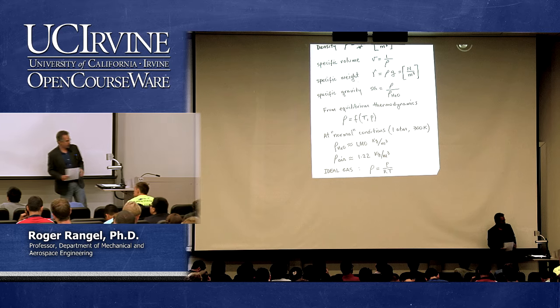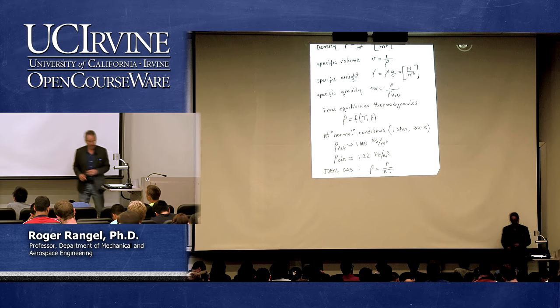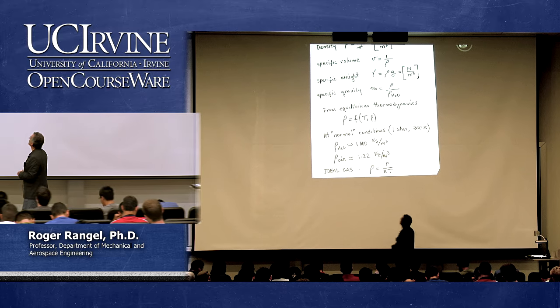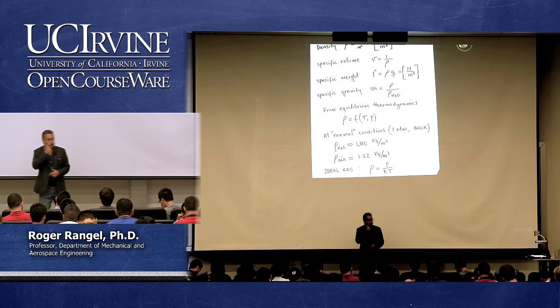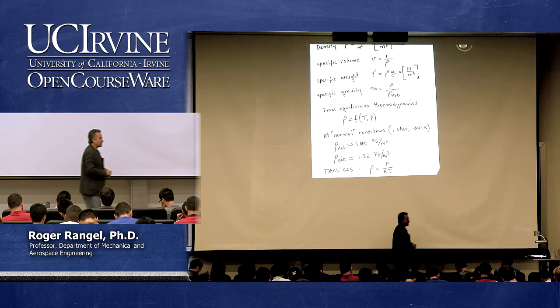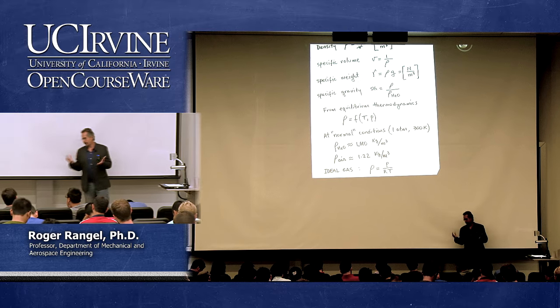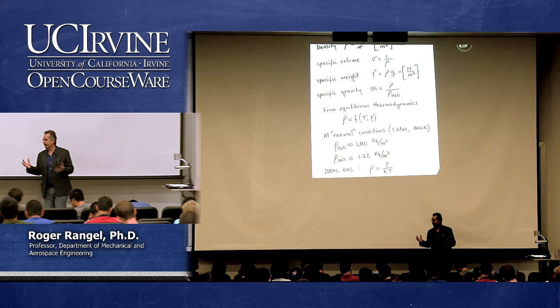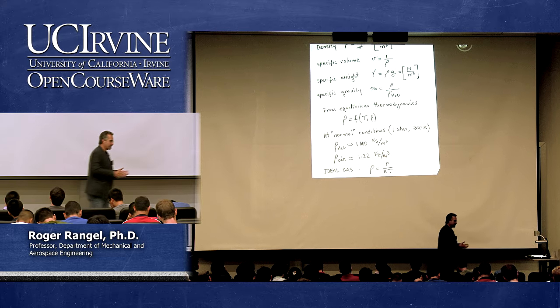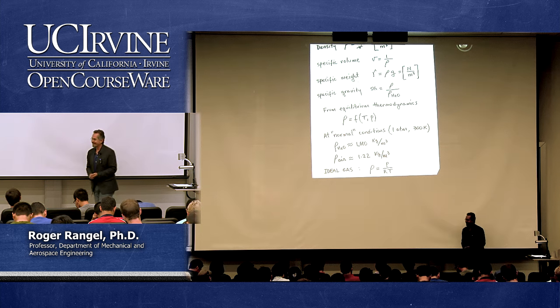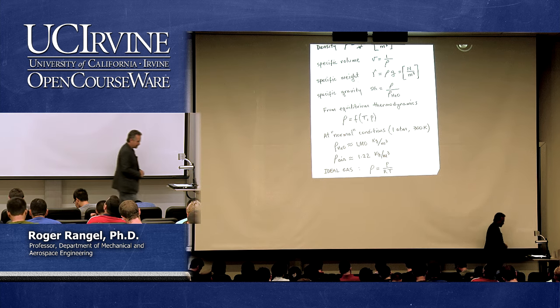Another one that you should always remember is air. This air in the room under standard conditions is about 1.2 kilograms per cubic meter. Because you have to know those values. As a mechanical or an aerospace engineer, you shouldn't have to look up the density of these two fluids.